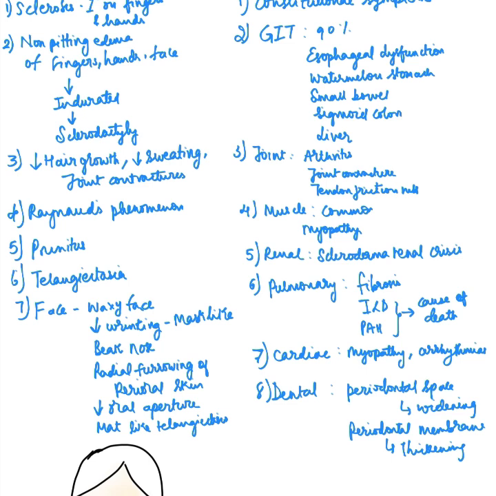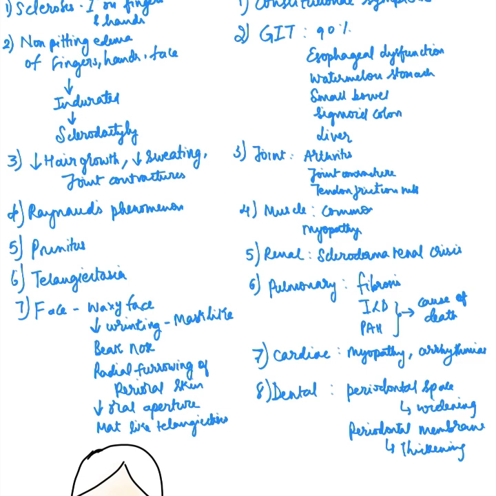Then pulmonary manifestations occur in the form of fibrosis, interstitial lung disease and pulmonary arterial hypertension. ILD and PAH are the most common cause of death in systemic sclerosis. And they can lead to dry cough, breathlessness, palpitations, peripheral edema and syncope.